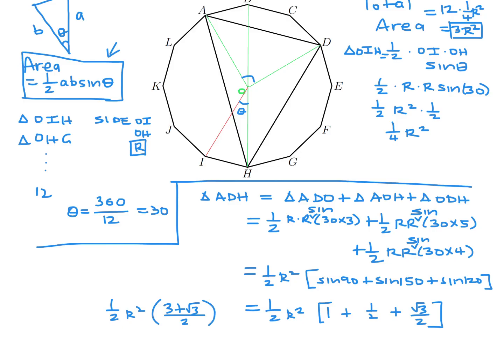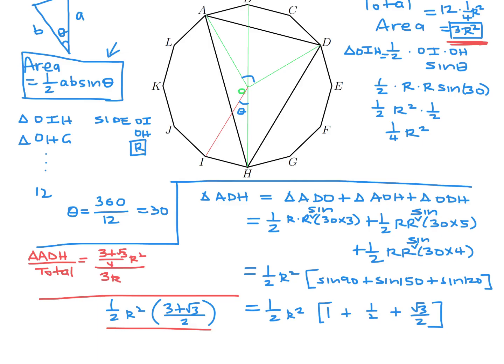Okay, so finally, now we have the ratio, this over this. I got to do it the right way here: the triangle ADH over the total. That's what we're doing. So that's (3 plus root 3) over 4 r squared, over 3 r squared. Well, the r squared's cancel. That's wonderful. So then that's just going to be (3 plus root 3) over 12. And there you go, that is the final answer.